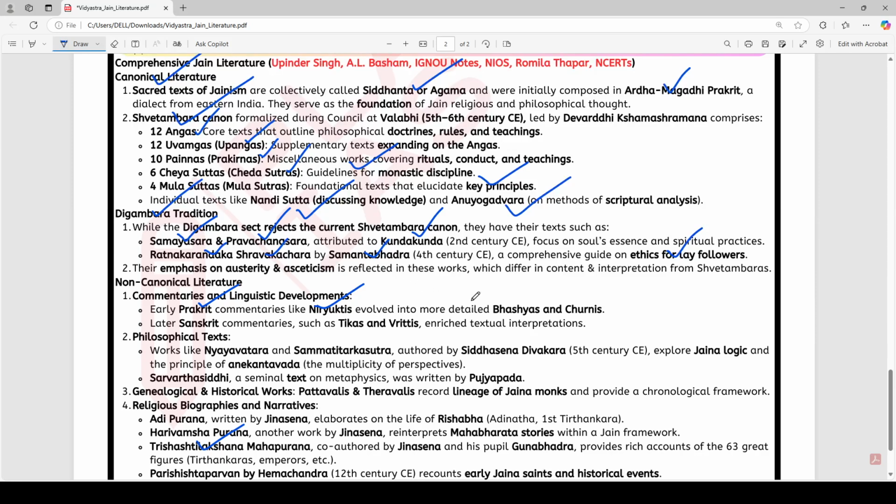And in Niryuktis itself, there are Bhashyas and Churnis. Bhashyas means detailed commentaries. Churni means powder. Okay? Means in brief, powdered form, in brief. Okay, and later in Sanskrit there were commentaries which are known as tikas and vrittis. Tika is a detailed explanation. Vritti means a running explanation. Tika is a detailed explanation, and vritti is a brief explanation.